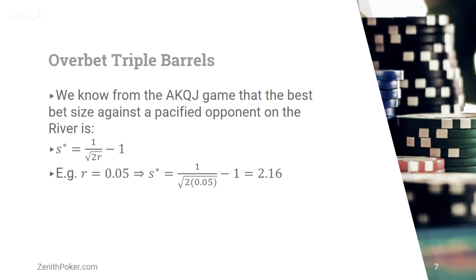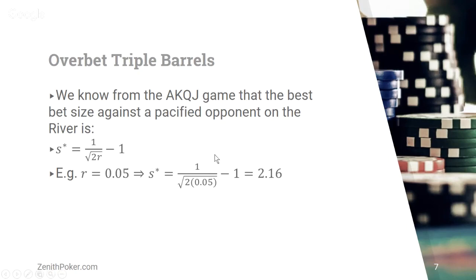So, the overbet triple barrel. We know from the Ace-King-Queen-Jack game, the modified version where we have the King and the Jack and they have the Ace and the Queen, where R is the frequency with which they have the Ace. If we have the King and the opposition player is pacified, then the best bet size is S star, 1 over the square root of 2R minus 1. For example, if they have the ace 5% of the time, we should bet 2.16 times the pot with the king, and that's the optimal bet size for this game.